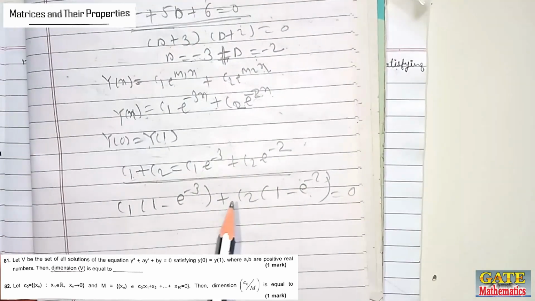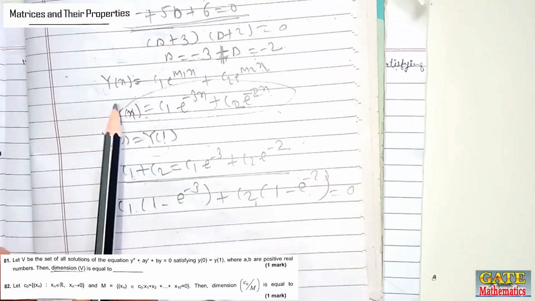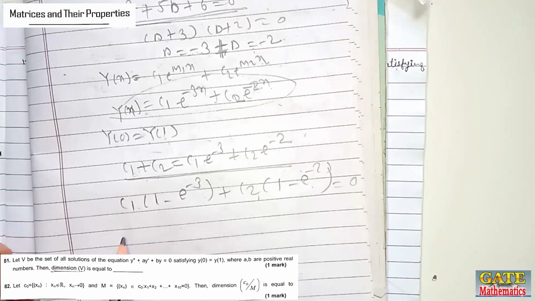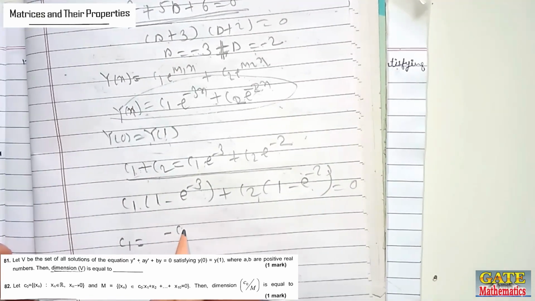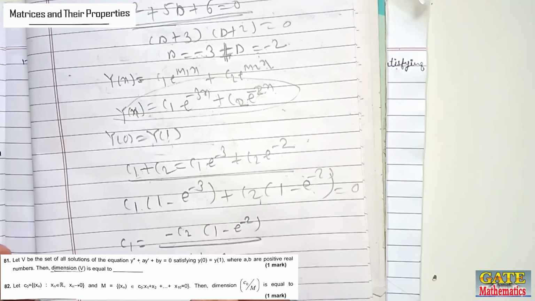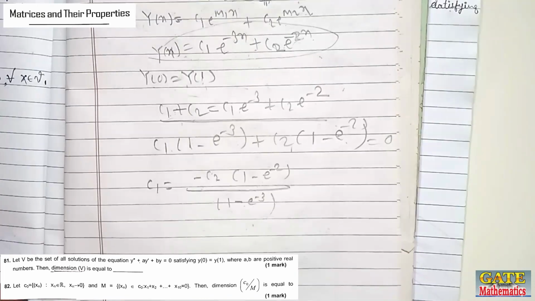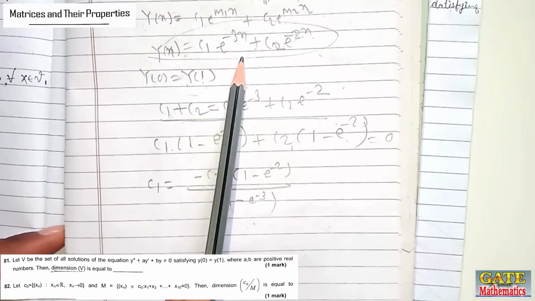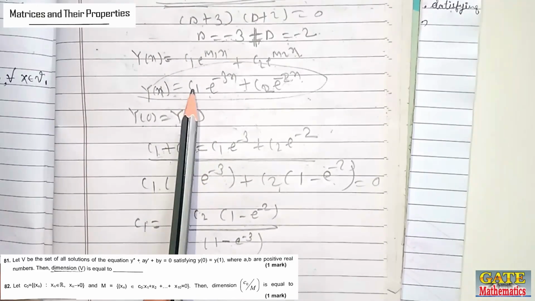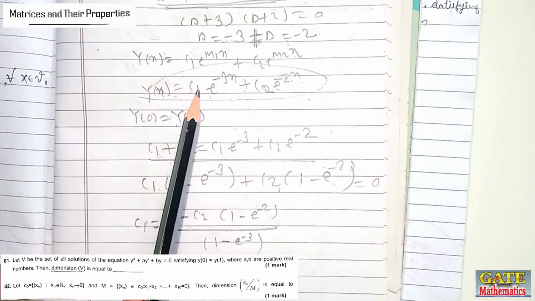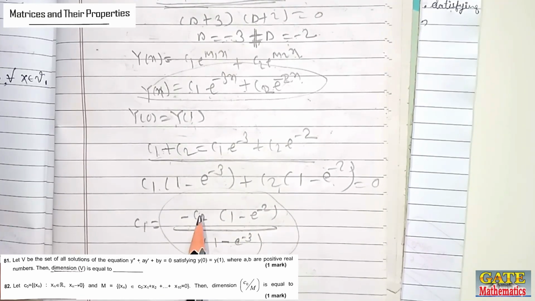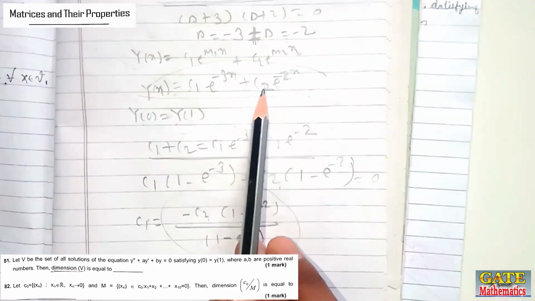Now using this, find the values of c1 and c2 and substitute them into our solution, and let's figure out how many constants are left. So find the value of c1. c1 is equal to, taking this term to the other side, minus c2 times (1 minus e to the power minus 2), divided by (1 minus e to the power minus 3). Now put this value of c1 into our solution. If we substitute c1 here, c1 vanishes, and this term comes in. This term involves only c2. There is no c1, so only c2 remains, with this constant term.